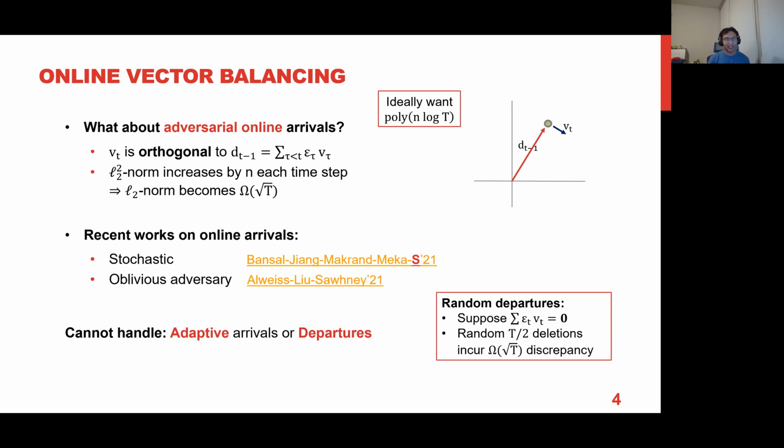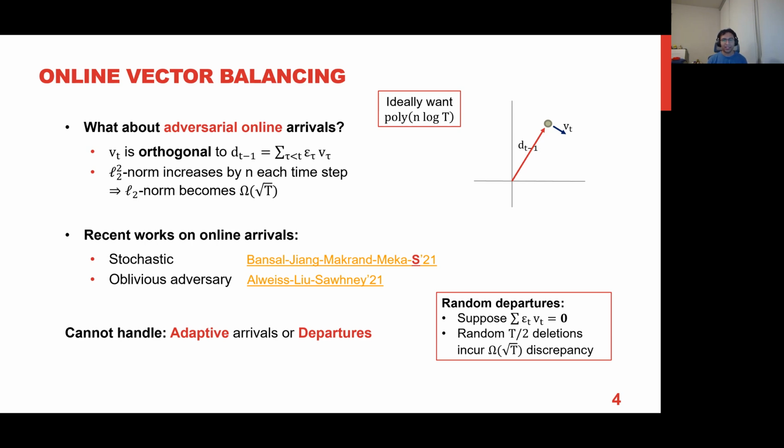But we are really interested in this work in handling adaptive adversaries. We want to study a fully dynamic setting where the adversary is adaptive. Moreover, the vectors could also depart. There are some applications, for instance in scheduling, where you might imagine that some jobs arrive, they stay in your system for a bit, and then they depart. So departures are also happening.